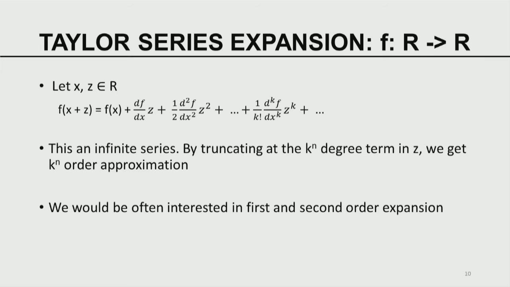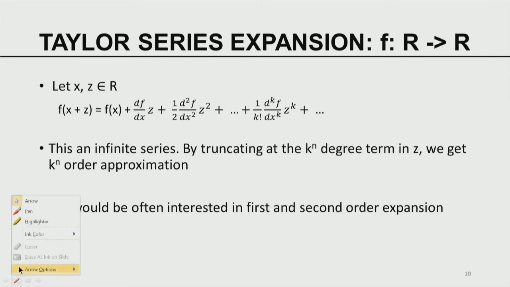The next topic in multivariate calculus is the notion of a Taylor series expansion. Taylor series expansion for a scalar valued function of a scalar, scalar valued function of a vector, and vector valued function of a vector. Again, there are three layers of Taylor series which are important. So let x and z be real numbers, f of x plus z is f of x. So what is the basic idea?